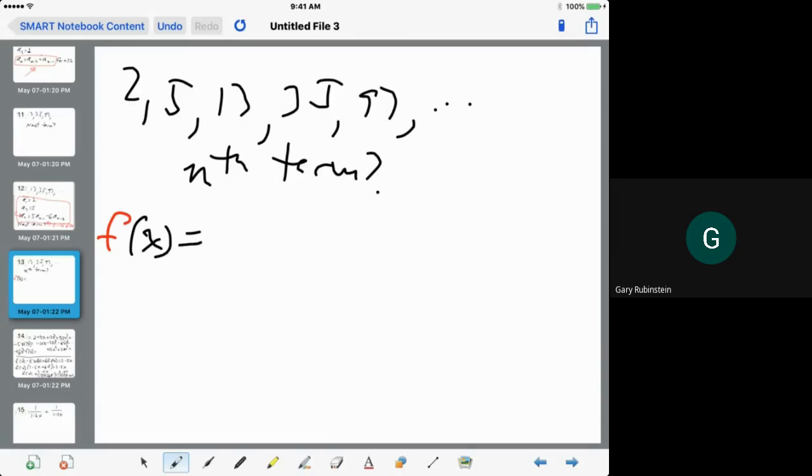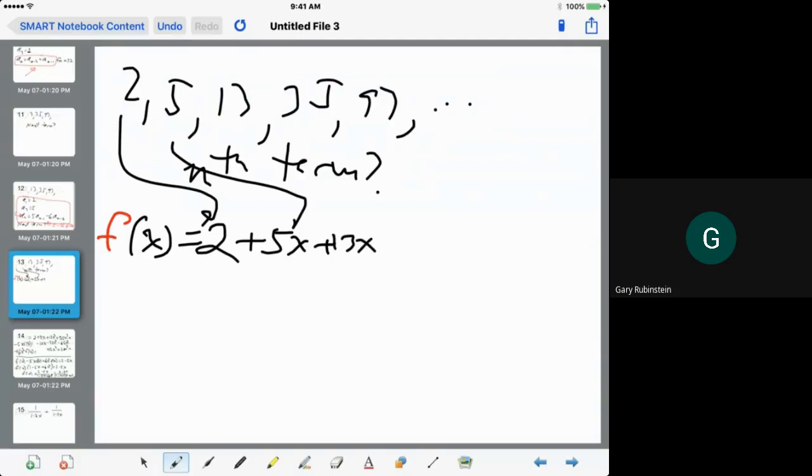And the way this function works, it's like a polynomial where 2 is the first term, and the second term is 5x, and the third term is 13x squared, and the next term is 35x cubed. So I have this, it's like a polynomial function, but it's infinite. And the coefficients are the numbers in the sequence.